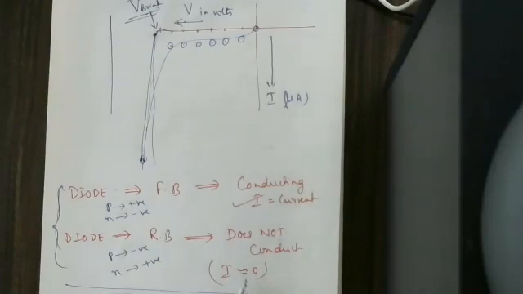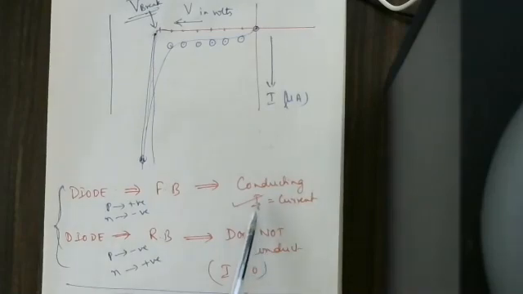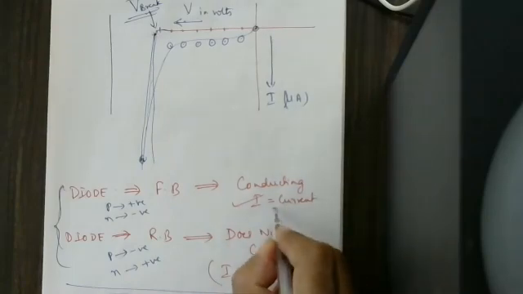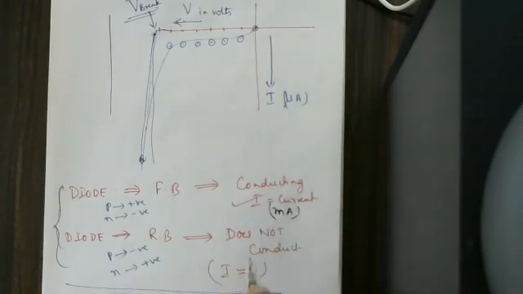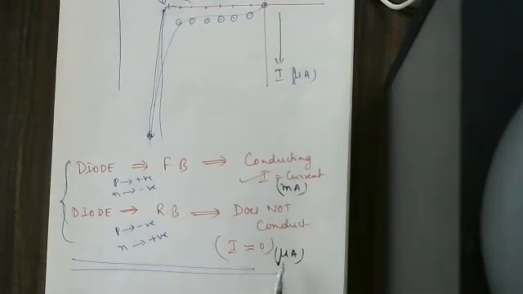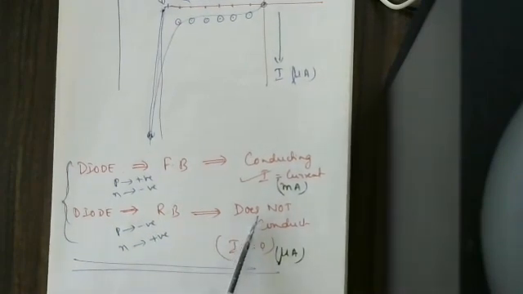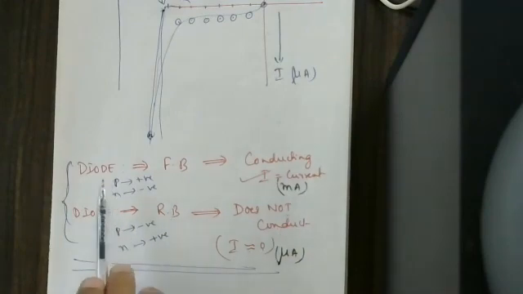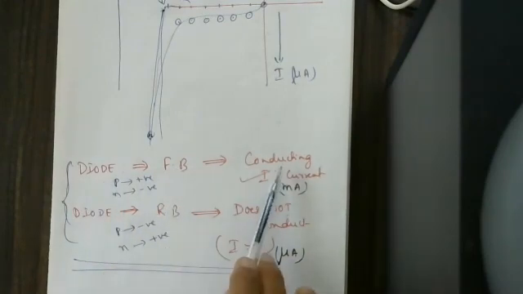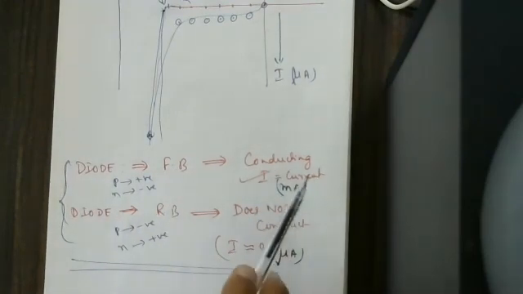The reverse current is in terms of microamps, while the forward current is in terms of milliamps. Milliamps are 1000 times larger, and microamps are 1000 times smaller. It is a very small amount of current, approximately taken as 0. Therefore, when the diode is reverse biased, we say the diode does not conduct. When the diode is forward biased, we say the diode is conducting.